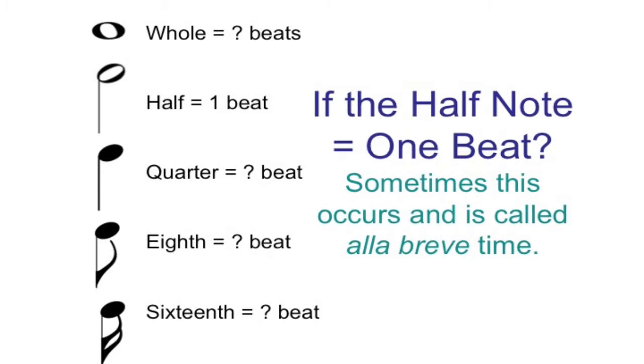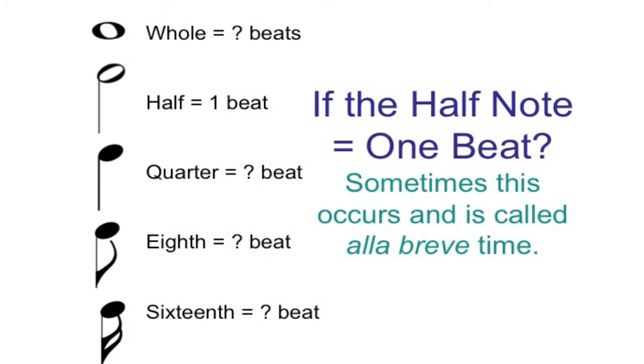Let's see if we can look at another example. What if the half note equals 1 beat? Sometimes this occurs, and it's called alla breve time, or cut time. If the half note equals a beat, remember what we said, the note above, or the note of greater value, the whole note, is going to be twice the value. So that would make a whole note 2 beats.